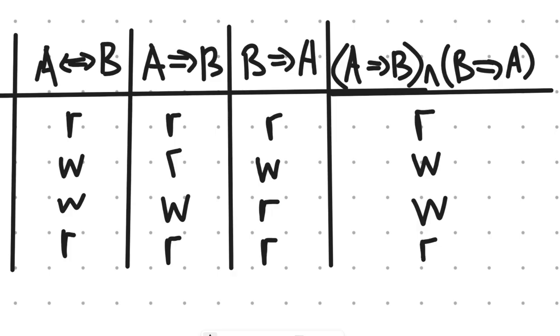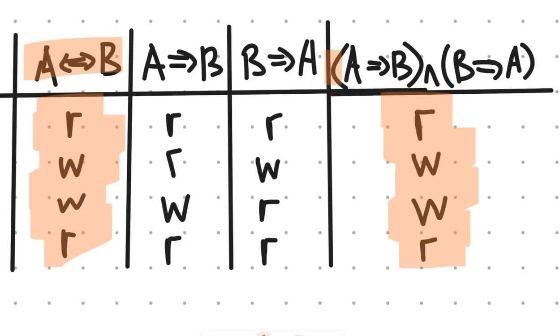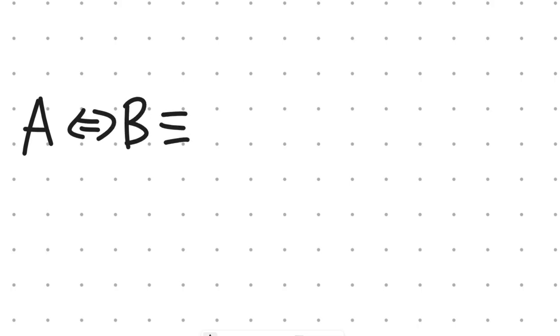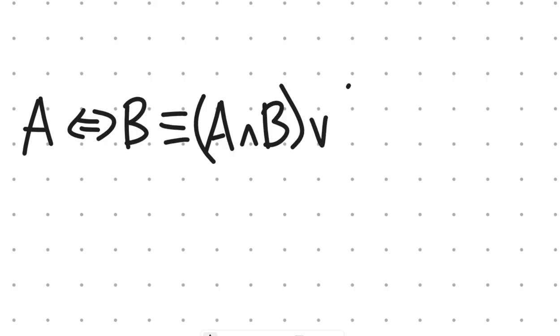Now what do you see here? We see right, wrong, wrong, and right, right, wrong, wrong, and right. And this is what we wanted to show. It means that in the end, A equivalent to B is the same thing as saying A and B, or not A and not B.